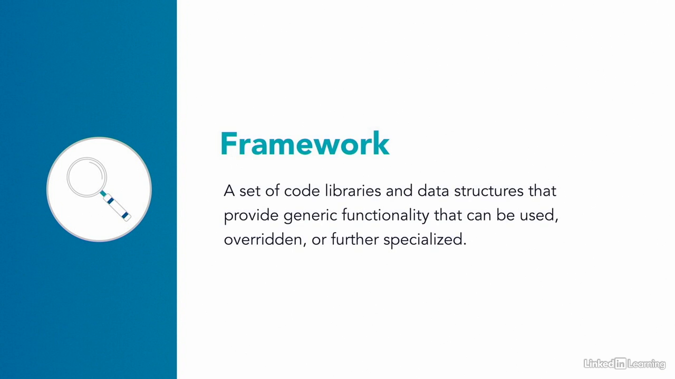Now, Ruby is a programming language. Rails is a web framework. Framework might be a new word to you. A framework is a set of code libraries and data structures that provide generic functionality that can be used, overwritten, or further specialized. Now you may wonder, how is a framework different from a simple code library?